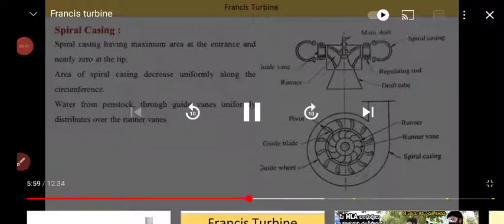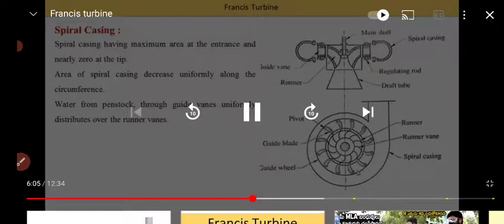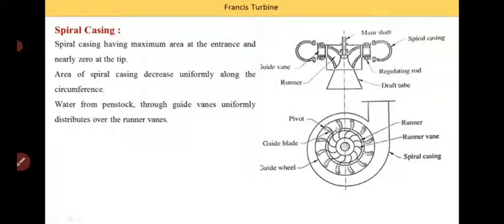It is uniformly supplying the water into these different vanes. Water enters from this part, water enters from this part, it also enters from this part. So it uniformly circulates the quantity of water. I will show you another image for that understanding.